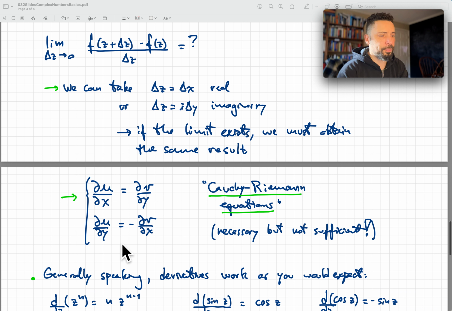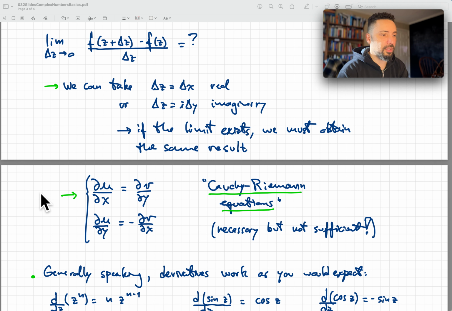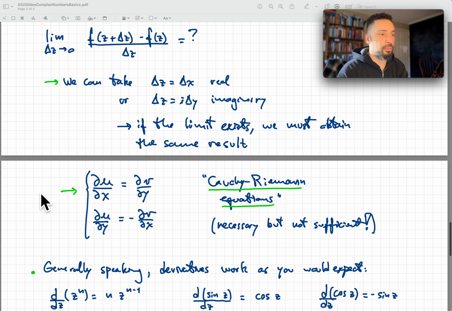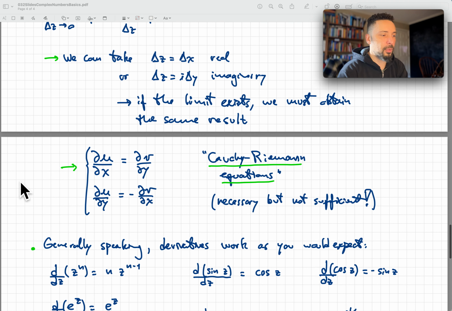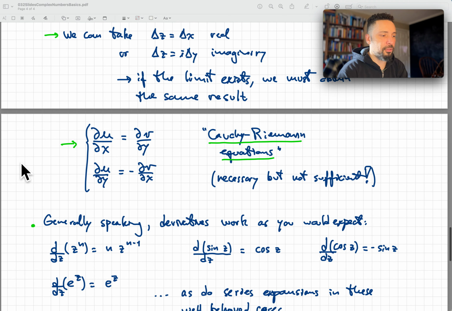These conditions are necessary if this limit exists, but they're not sufficient for this limit to exist and for us to say that f is a differentiable function. But if f is a differentiable function, if this limit exists, then the Cauchy-Riemann equations are satisfied. And we'll come back to this in a future video as well.